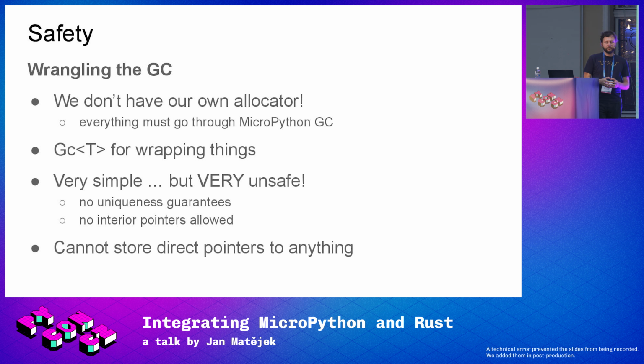We have some wrapper for it, but it's very unsafe because we rely on the programmer to do the right thing. There's no guarantee that the pointer is unique, and we need to do something about interior pointers. We also actually cannot allocate. I said that Rust does no allocations, and that's because it does not have a global allocator. Anytime we need some memory, we need to ask the MicroPython garbage collector to give it to us.